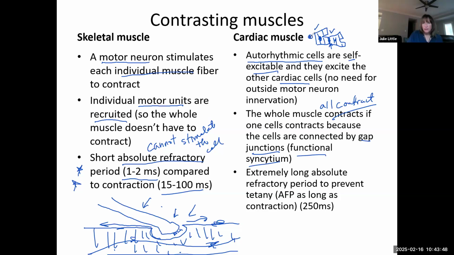So maybe I have a group of cells right here that just fire off action potentials in every direction. Well, if the action potential stimulates this cell, because the cardiac muscle acts as a functional syncytium, then all the cells will contract, which is pretty crazy cool.